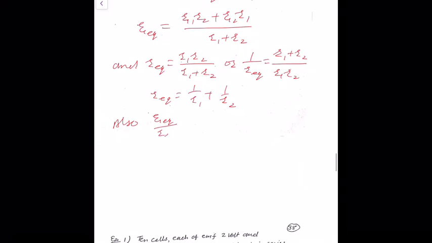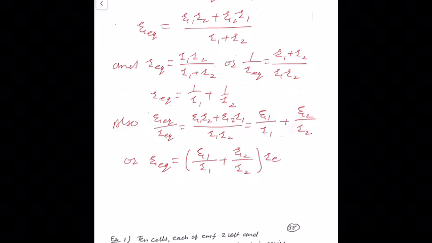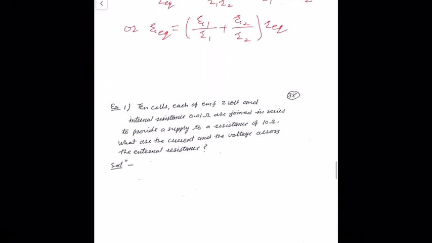Also, E_eq/r_eq = (E1r2 + E2r1)/(r1r2), or E_eq/r_eq = E1/r1 + E2/r2, or E_eq = (E1/r1 + E2/r2) times r_eq.